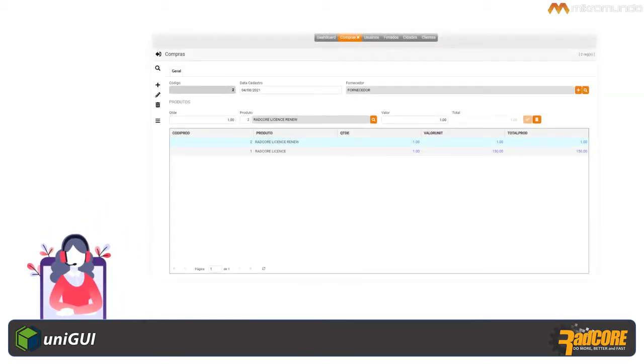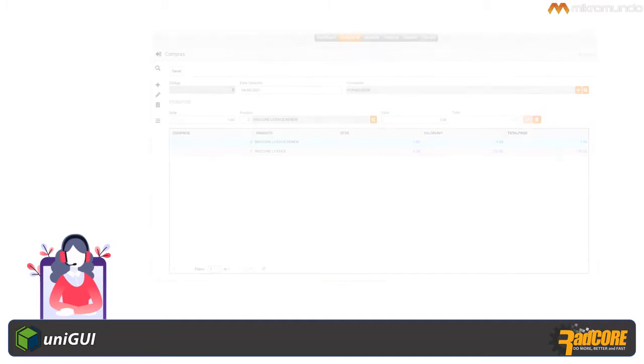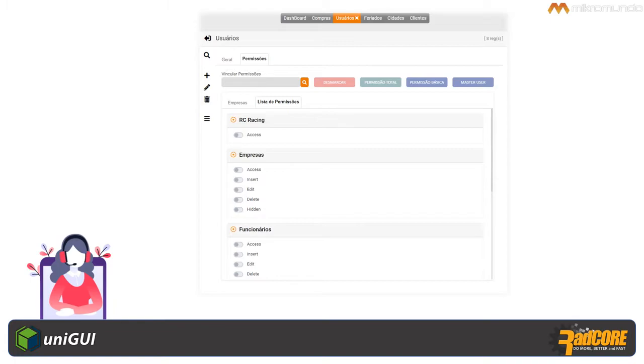The purchase registration form example was improved and had some bugs corrected. In the user registration form, the layout of the permission options was redefined. Remembering that all these options are dynamically created by RadCORE. You don't need to add any of these components.